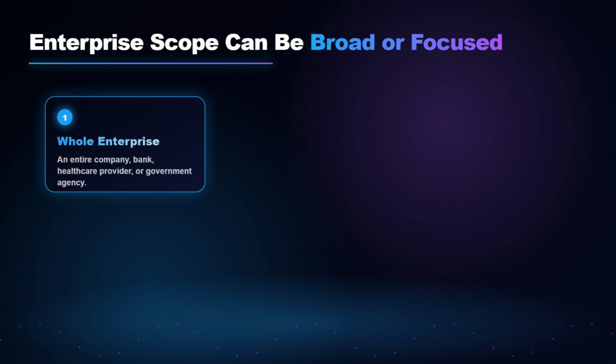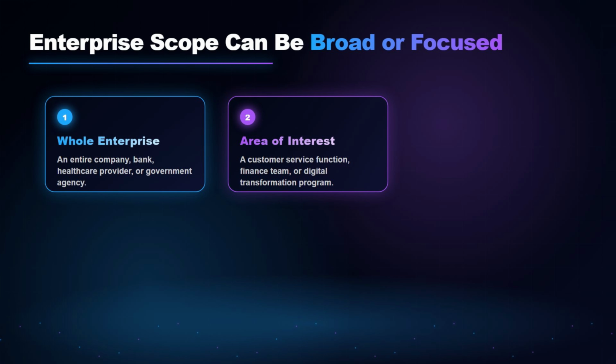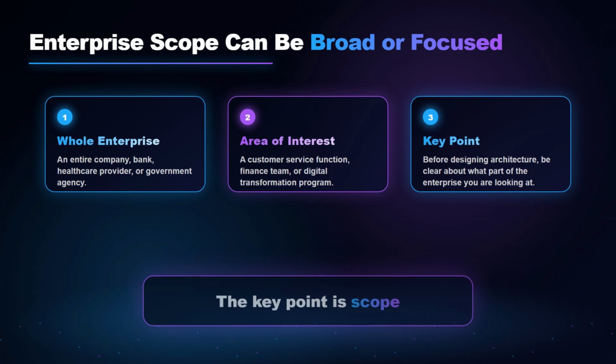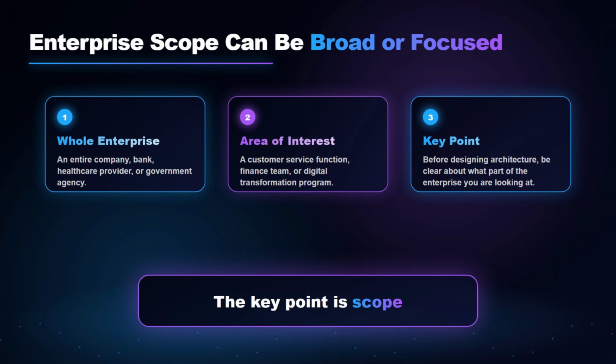That might be an entire company like a bank, healthcare provider, or government agency. But it can also be a smaller area of interest within the organization, such as a customer service function, the finance team, or a specific digital transformation program. The key point is scope. Before you design architecture, you need to be clear about what part of the enterprise you're looking at.